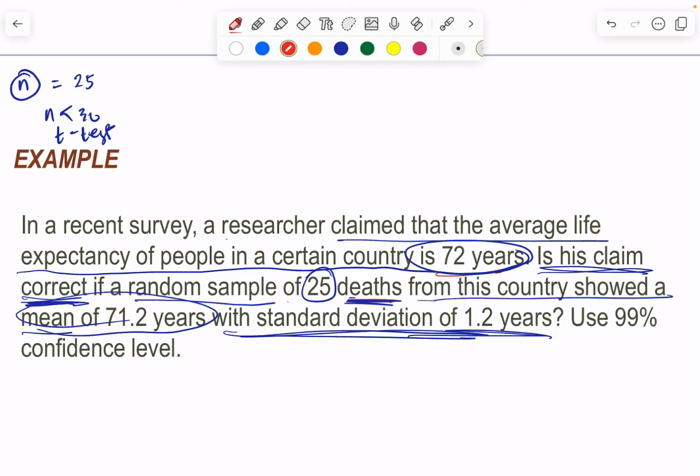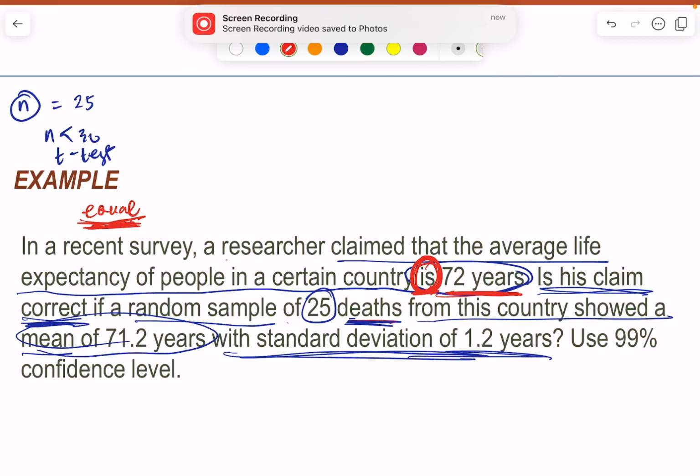Now, let's look at the claim. So, niingon siya nga, ang average life expectancy of people is 72 years. Now, kung miingon tag is, what does it mean? Okay, there's this sense of equality. Pag miingon tag, the average is 72 years, that means the average is equal to 72 years. Now, kaning equal, asa man na siya nabilong? Sa null hypothesis or sa alternative hypothesis? Okay, yes, nabilong ni siya sa null hypothesis.